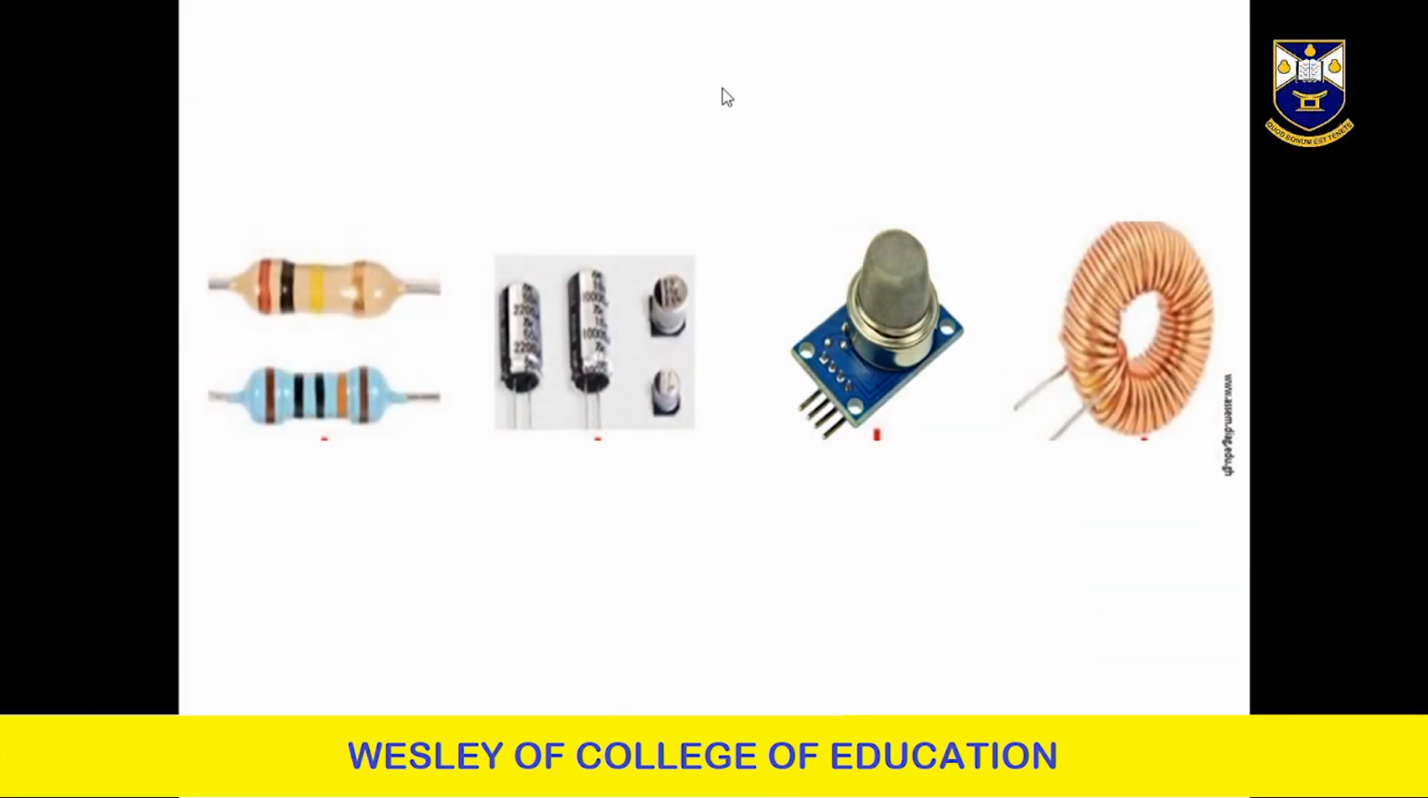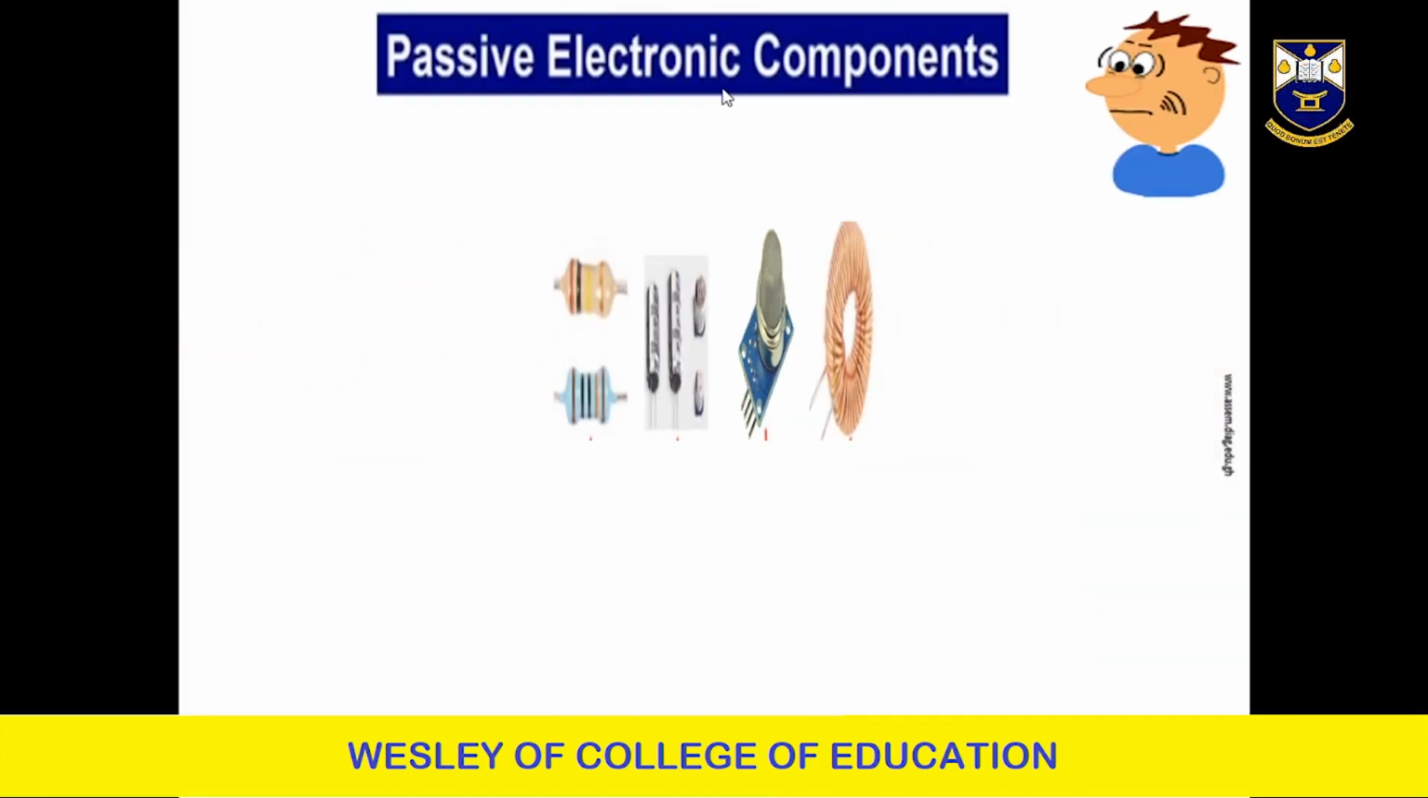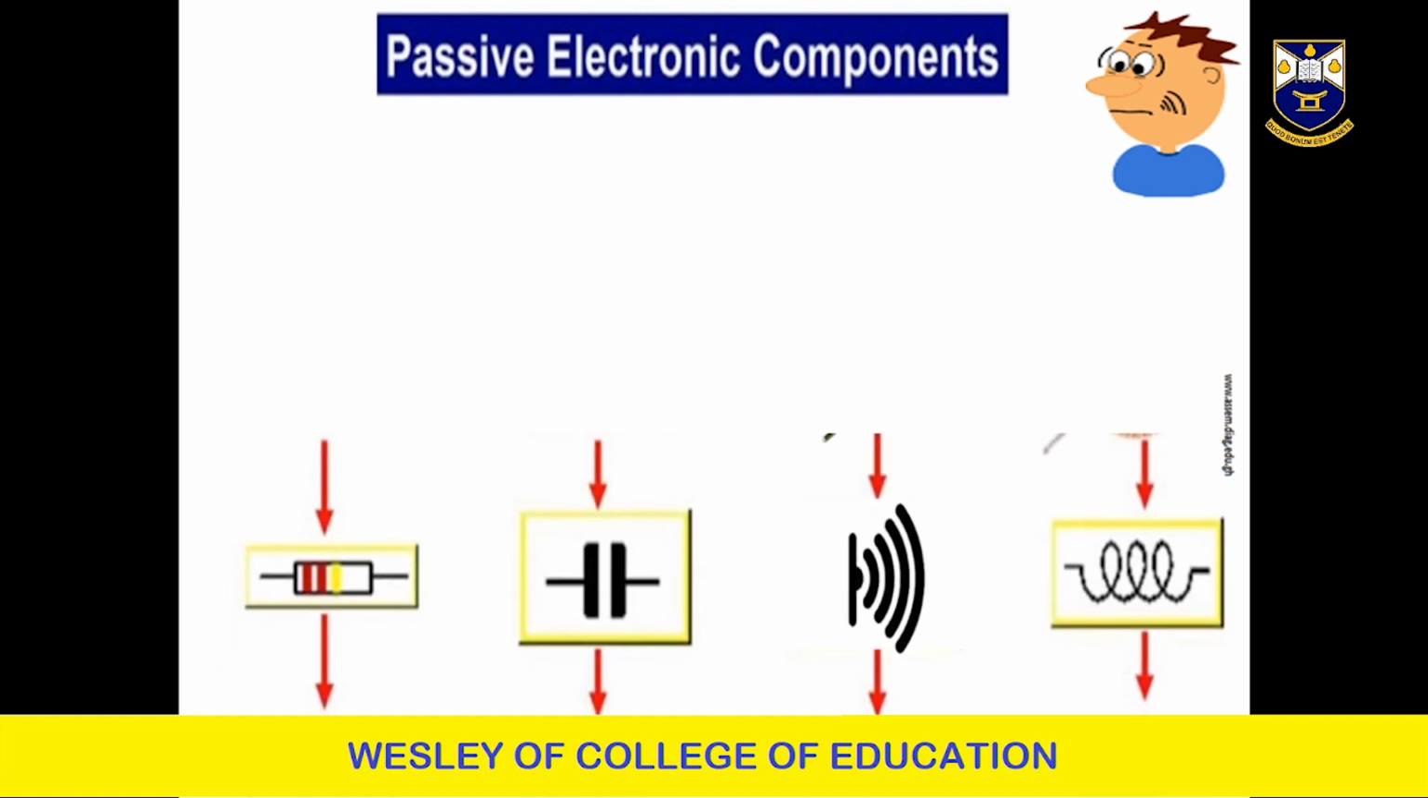So if you look at this, this is the symbol of a resistor. A symbol of a resistor. This is the symbol of a capacitor, and this is a sensor, and this is an inductor. Go back and look at what we have there.